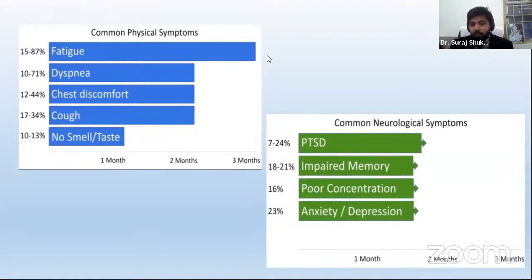And then 18 to 21% had impaired memory. As I told you, these were included in the brain fog. Also, 16% of them had poor concentration. 23% of the total population had anxiety and depression.